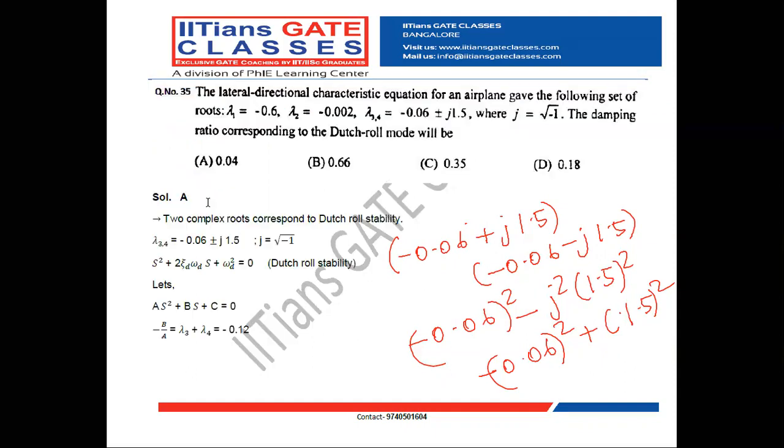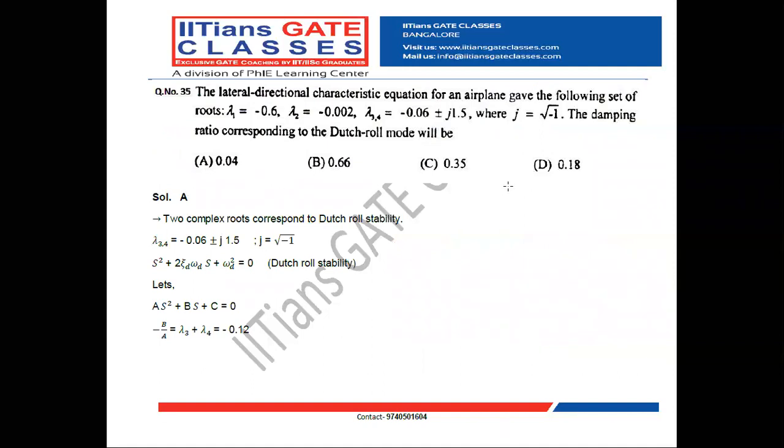This is the damping ratio of Dutch roll. So option A is the correct answer. Okay.